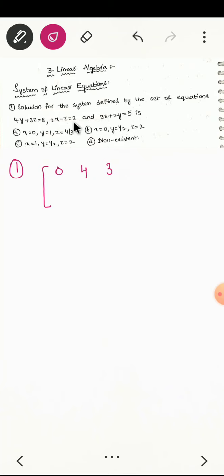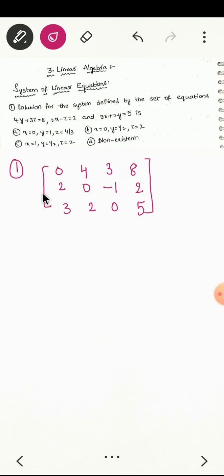If there are zeros, that means it is homogeneous, but here there are no zeros. Here you have some values, so that means this is Ax equal to B. Here you have to write 8. Then 2, you don't have any y value, z coefficient is -1, and 2 is the constant. Then 3, 2, 0, 5. So I have formulated the matrix by using the system of linear equations they have given.